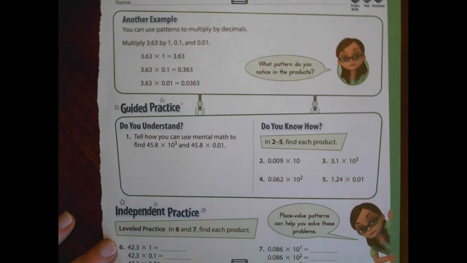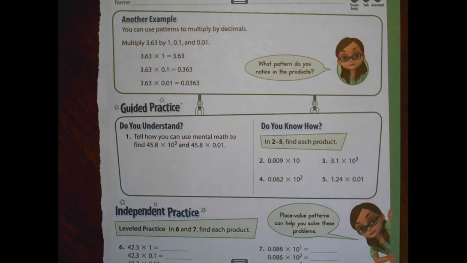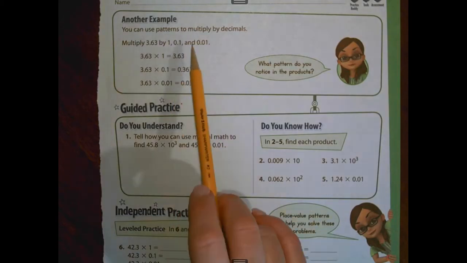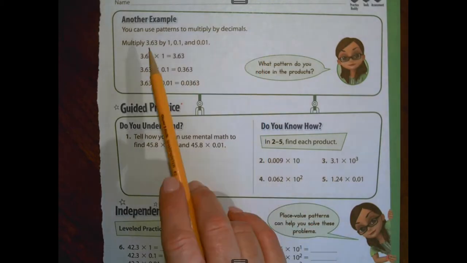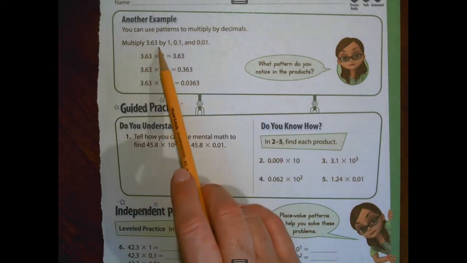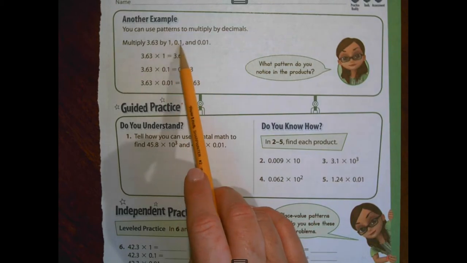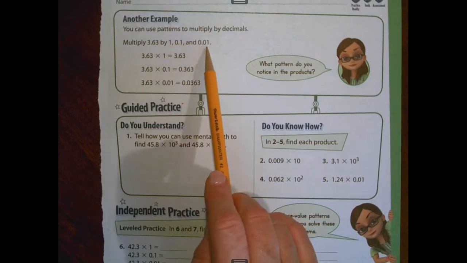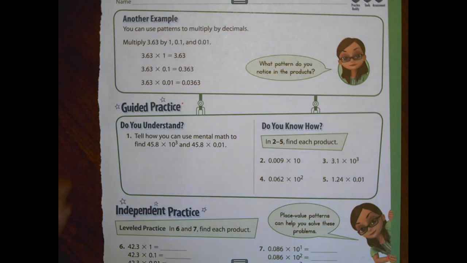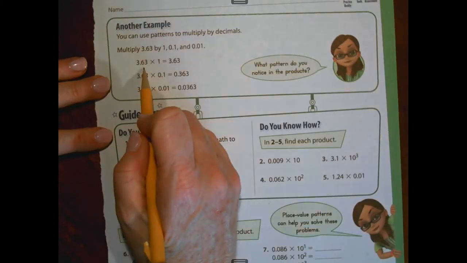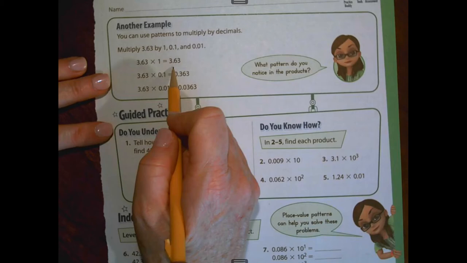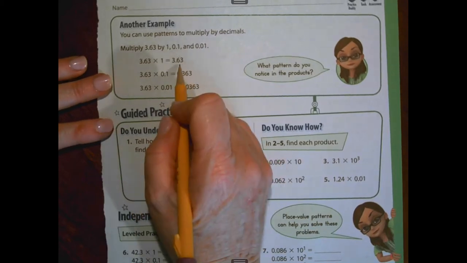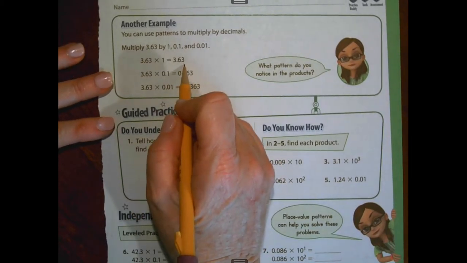All right, let's look at some problems on page 167, top of the page. We have another example where the little girl says, what pattern do you notice in the products? And this example says that you can use patterns to multiply by decimals. If we multiplied 3 and 63/100 by 1, by 1/10, and by 100, what's happening? So 3 and 63/100 times 1 stays itself. And that's because of the identity property of 1. Any number times 1 equals itself.